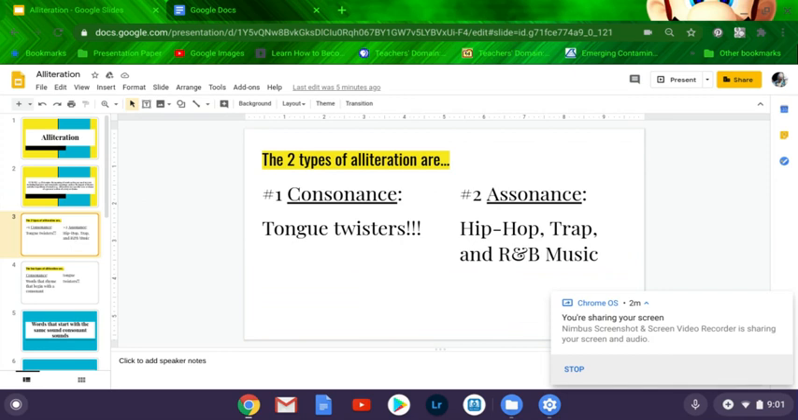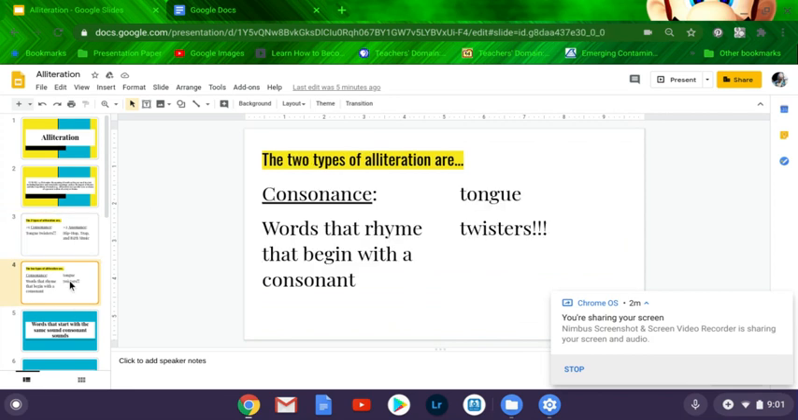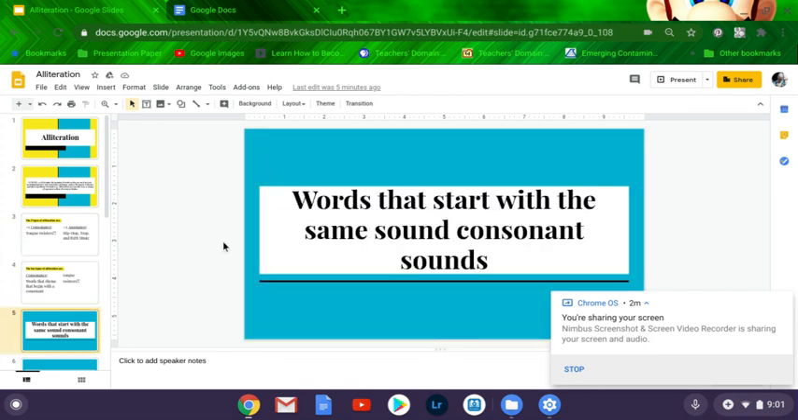Okay. So alliteration, there are two types. The first one is consonants, tongue twisters, and the second one is assonance. So these are any song that you hear where the sounds of the words of the vowels rhyme. That is an example of assonance. Okay. Let's go a little deeper. So consonants are words that start with the same sound of the consonants. In other words, a consonant is any letter that is not A, E, I, O, or U. Okay, and sometimes Y.